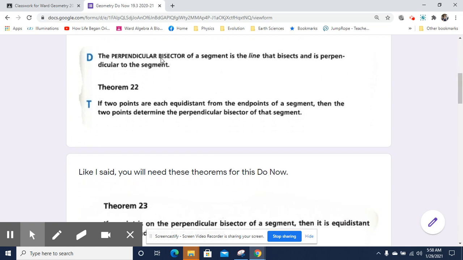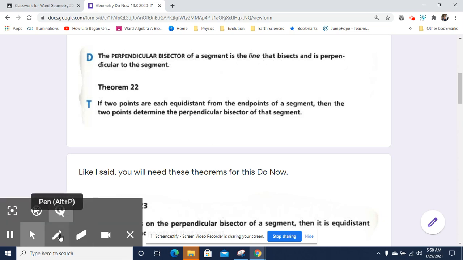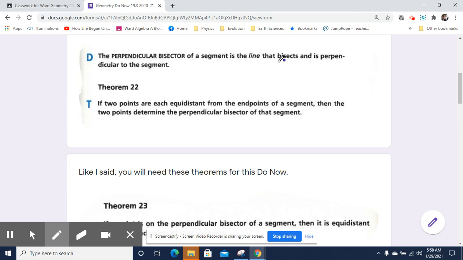Definition: the perpendicular bisector of a segment is the line that bisects and is perpendicular to the segment. So it bisects and it is perpendicular to the segment. So it is the line that bisects and is perpendicular to that segment. So that leads us to a couple of theorems, which are really just definition theorems because they're reversible.